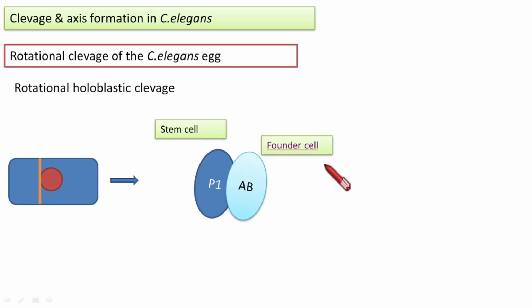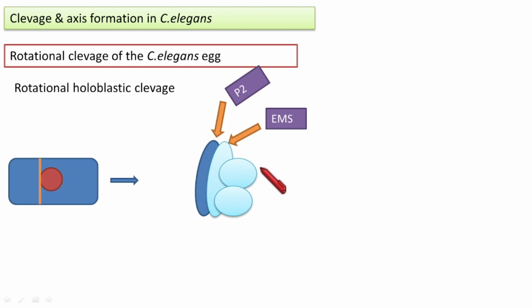I hope it is clear to you what a stem cell is and what a founder cell is. And next, these two cells need to divide. The founder cell always divides equatorially, but the stem cell always divides meridionally. And what will form as a result? As a result of division, the P1 stem cell divides and gives rise to one more stem cell, that is P2, and another founder cell. And a founder cell divides to give rise to the cells of some other specific tissues.